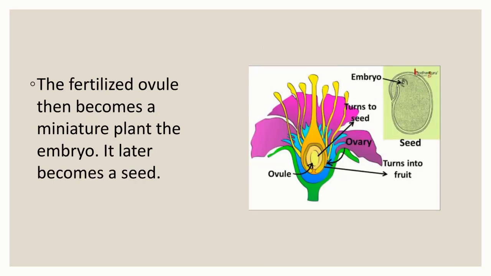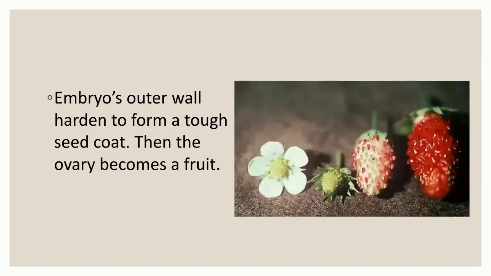The fertilized ovule then eventually becomes a miniature plant called the embryo. Later, the ovule becomes seed. Its outer wall starts to become hard and forms a tough seed coat. Later, the ovary around the ovule becomes a fruit.